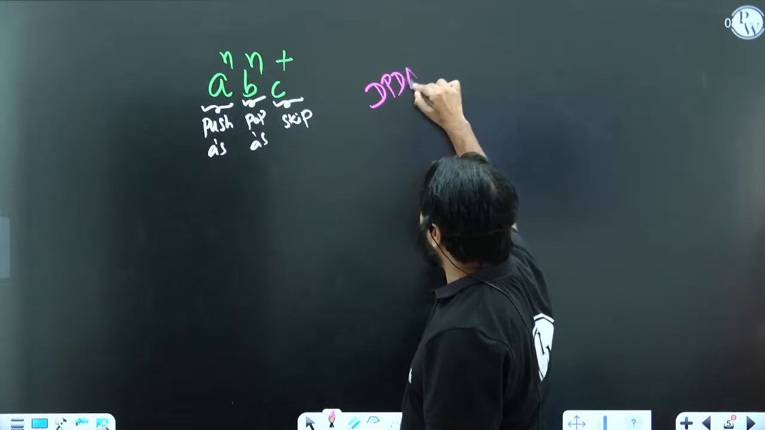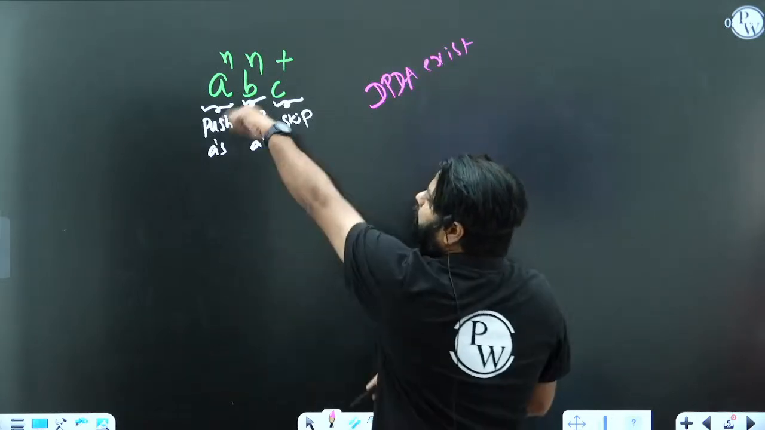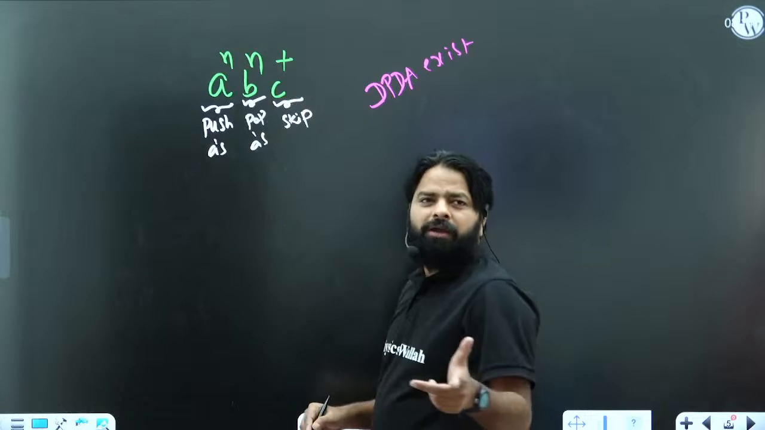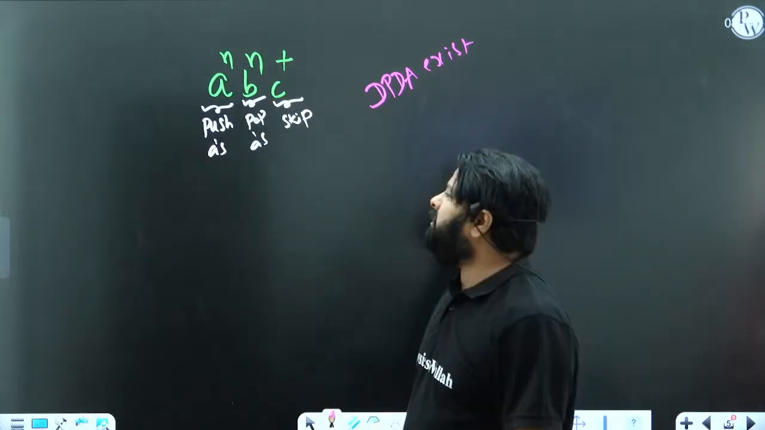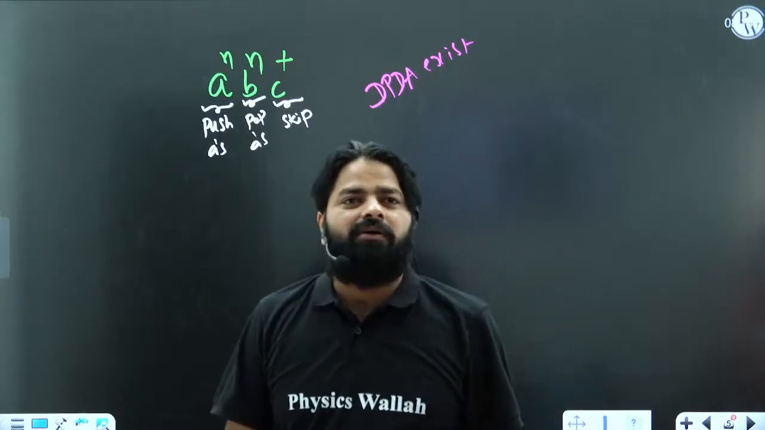A DPDA exists. How? For A you push, for B you pop the A, for C you skip. You are not taking the two choices for any symbol. So a DPDA exists. When a DPDA exists, a PDA always exists. Okay.